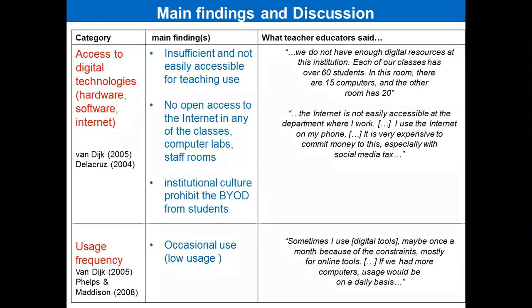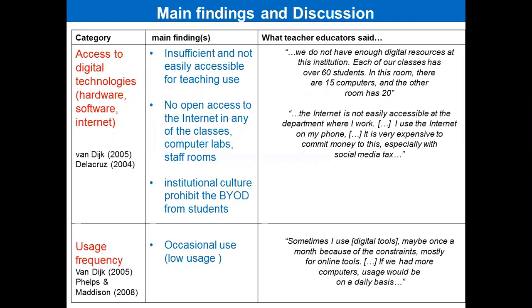In our analysis, we based our findings on Van Dijk's theoretical concepts. He developed a theory about resources and appropriation, where he talks about issues of access: access in terms of motivation, access in terms of material, access to technologies, access in terms of skills, access in terms of usage. So we thought that was a very good model that we could use to look through the data that we had gathered.